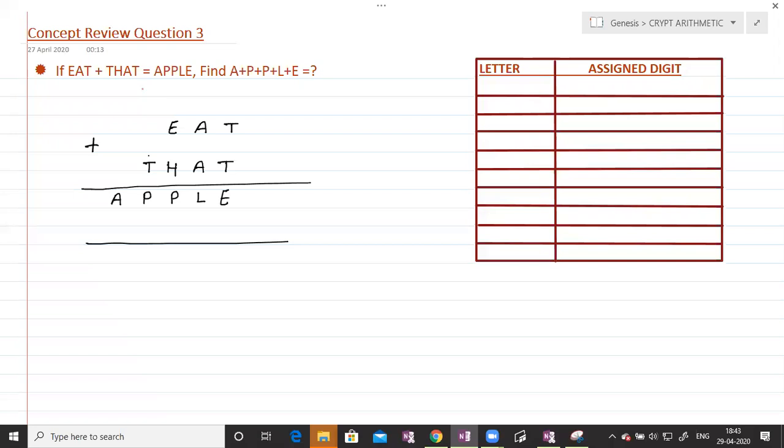Anybody? One more minute. Of course, needless to say, A must be 1, right? Very clear. So I'll give you the hint. A must be 1. Now remember, T becomes P, so I have to add something here to become P.